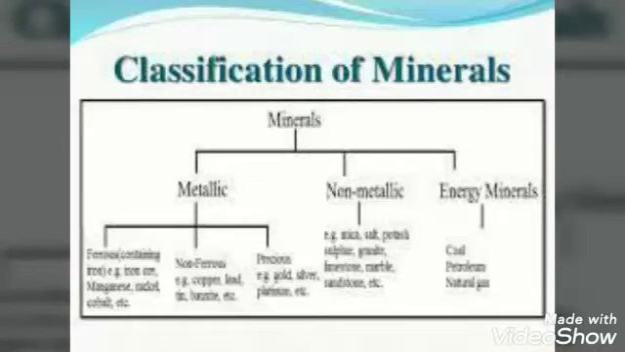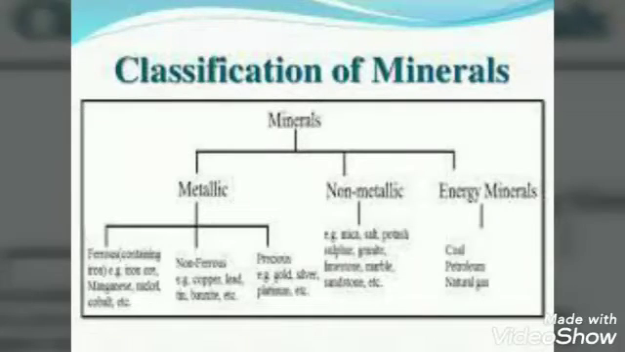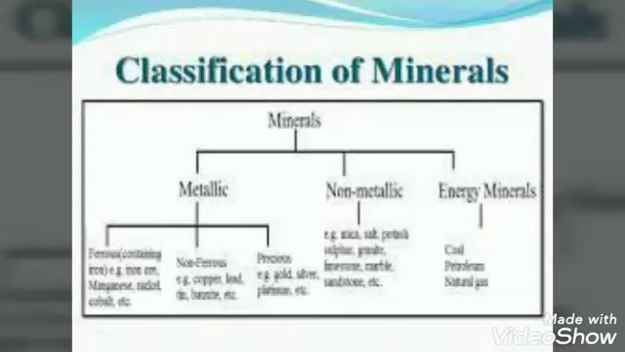If you see, there is a flow chart on your screen which says that minerals have been classified into metallic minerals, non-metallic minerals, and energy minerals. When we talk about a metallic mineral, the word itself tells you that these are minerals which have one or more metals and are good conductors of heat and electricity. These metallic minerals are further classified into three categories. First one is the ferrous.